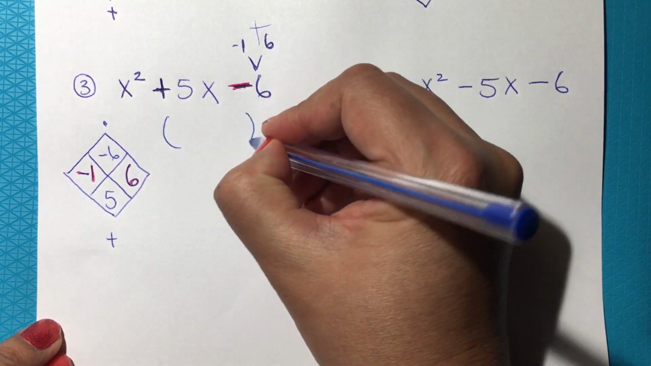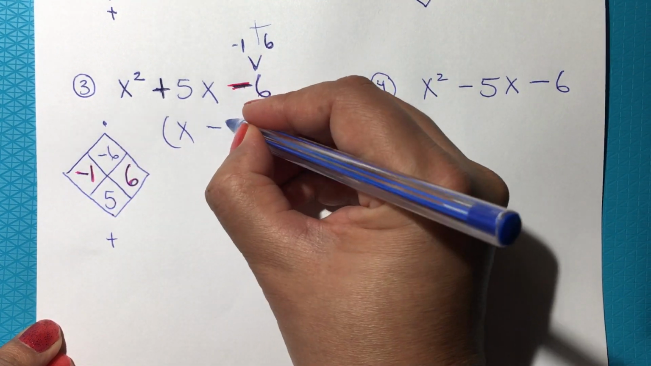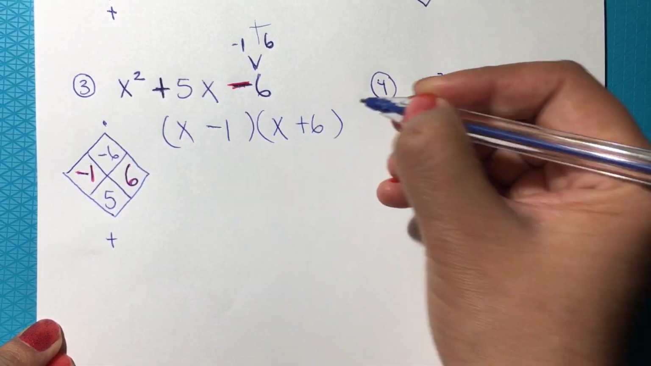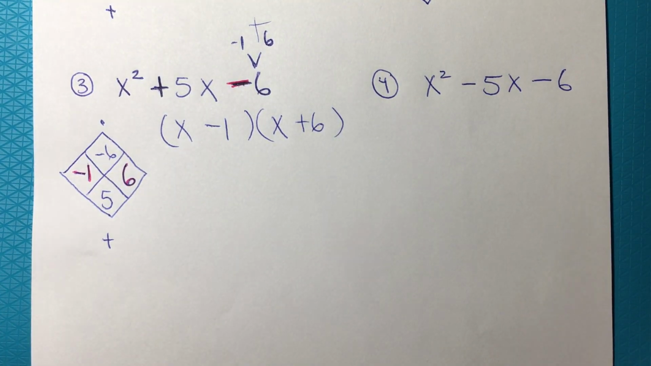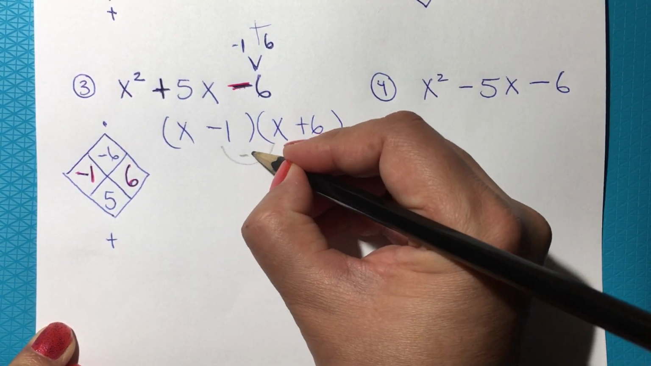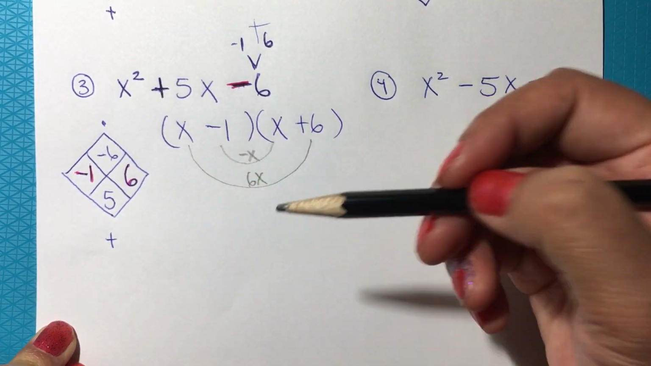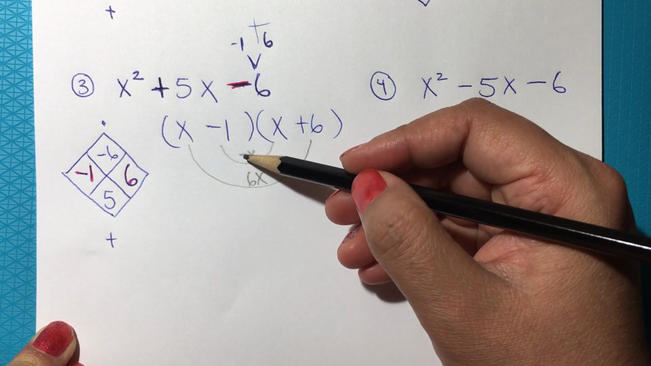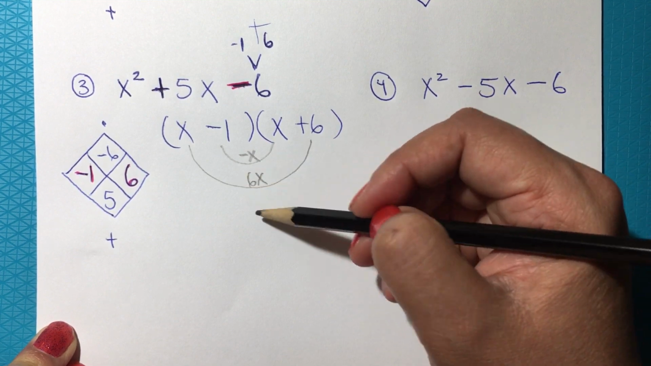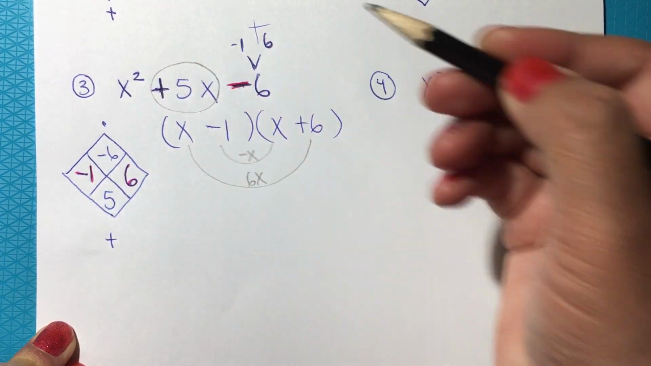We open our parentheses, x minus 1, x plus 6. Again, a quick check. Negative 1 times x is negative x. x times 6 is 6x. And because we have a positive and a negative, we subtract and leave the greater sign. 6x minus x is 5x.